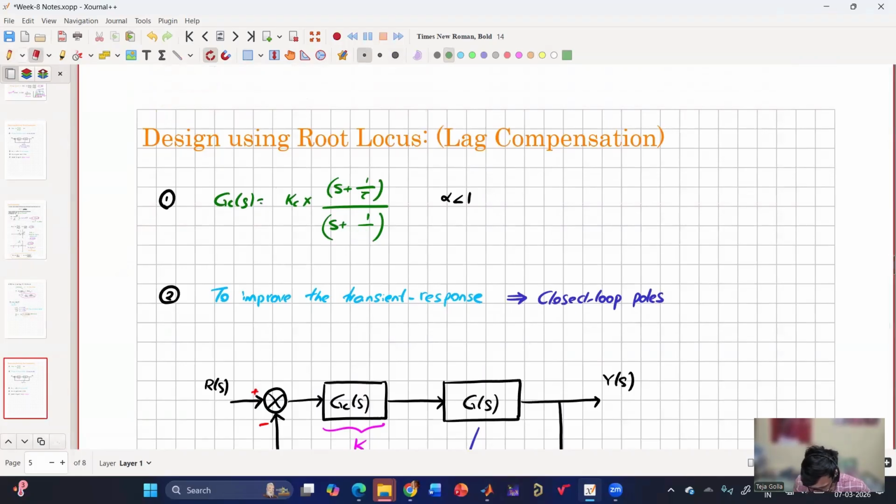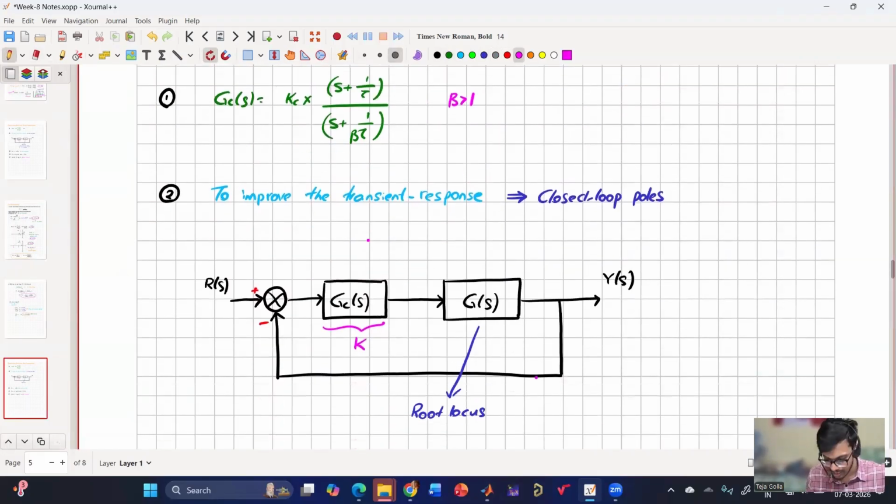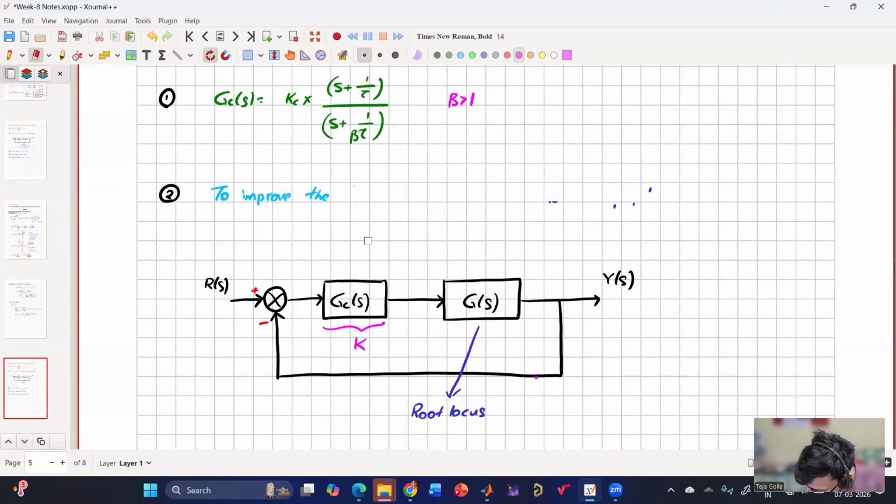So that you can also correlate what has to be changed. So this will be beta tau, and we know that beta is greater than 1. And then here it is not the transient response, it is steady state. So here it is to improve the steady state error.